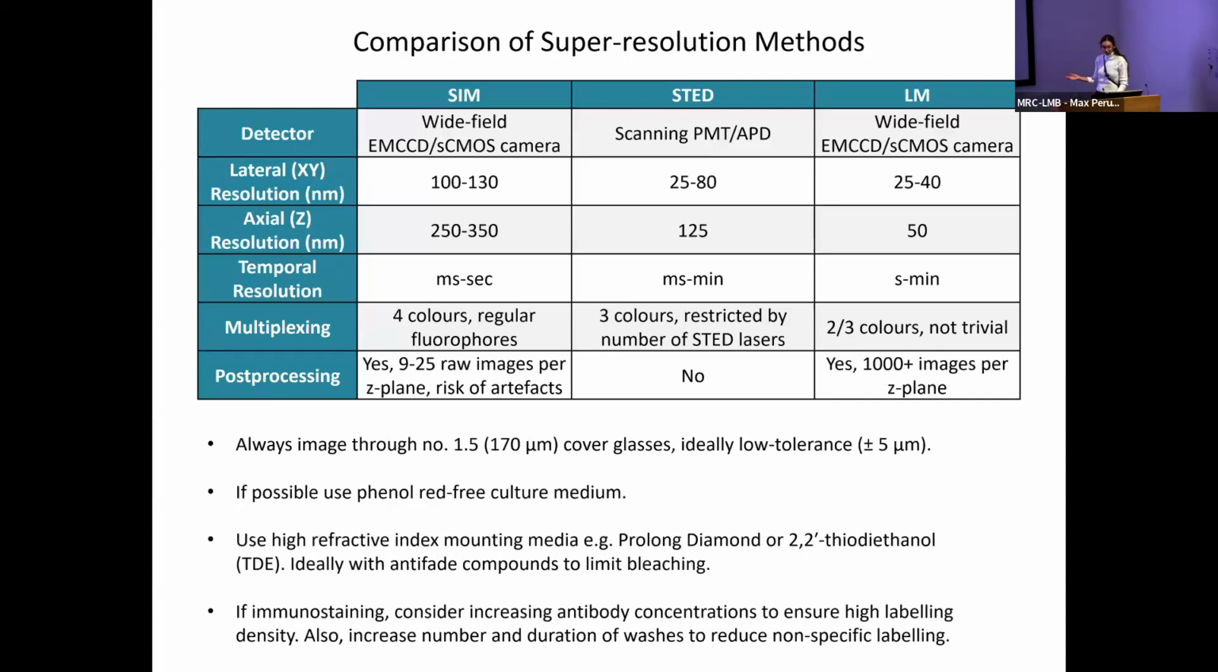And immunostaining and labeling can be quite important for super resolution techniques if you want to be able to see, for example, your entire fiber. If you don't have antibodies everywhere, then you have gaps. But if it's attached everywhere, then you start seeing it completely.